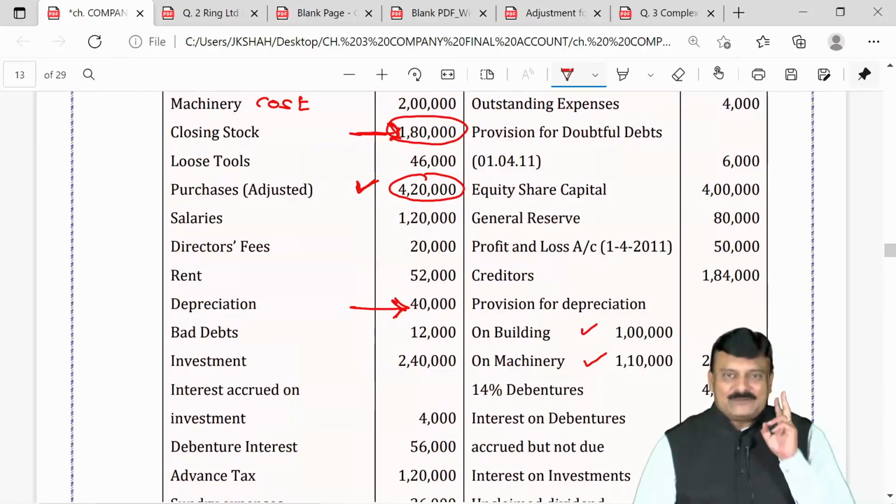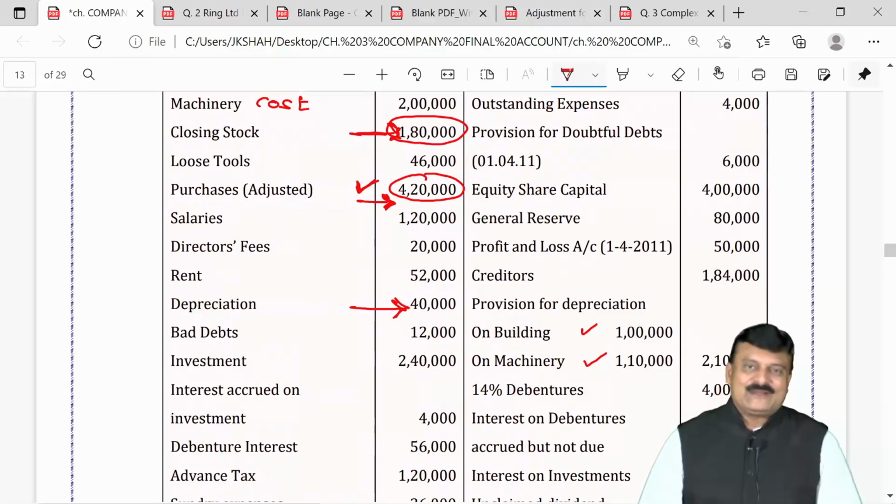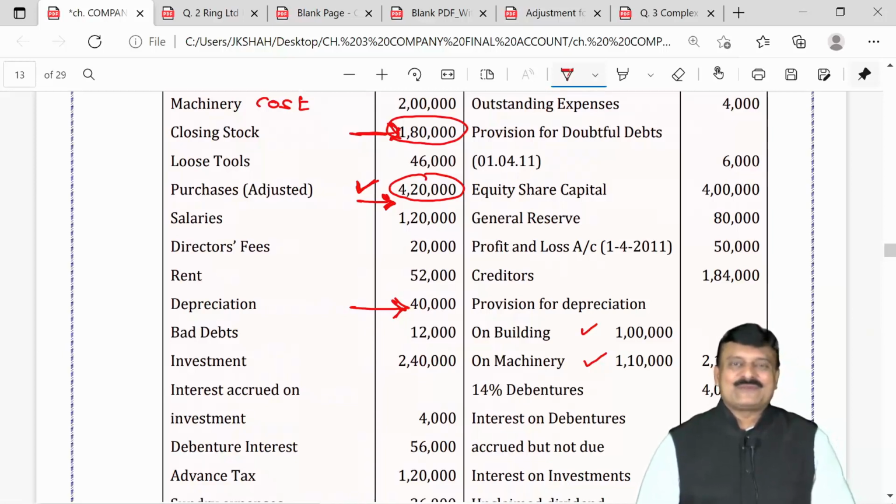So 20,000 opening stock plus purchase, which is missing, minus closing stock 1,80,000 is equal to adjusted purchase 4,20,000. So when you make LHS RHS changes, you will get actual purchase, a difference of 1,60,000, so 5,80,000 will be the actual purchase.